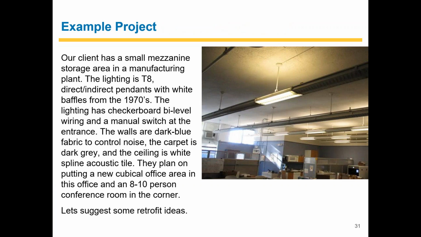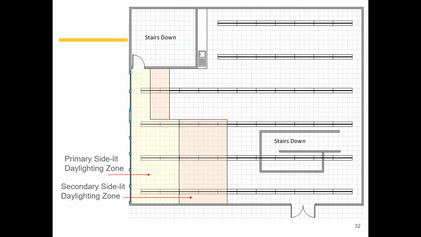This is an example project that we'll run through pretty quickly. Essentially, this is an old mezzanine office building in a manufacturing facility that had 1970s vintage pendants that were direct indirect 2-lamp T8. They're moving new tenants in. They're going to demolish all the interior finishes, and we're like, should we look at the lighting? So here's an overhead view of that space, and I went ahead and sketched in the primary side lit and secondary side lit daylighting zones.